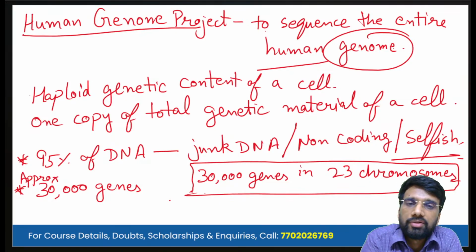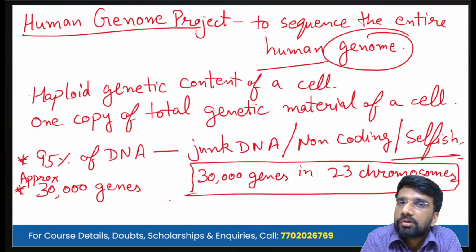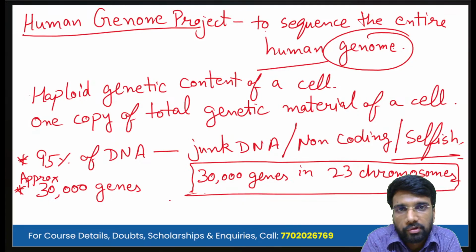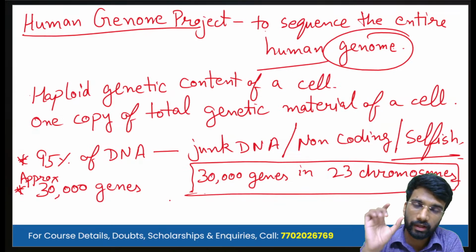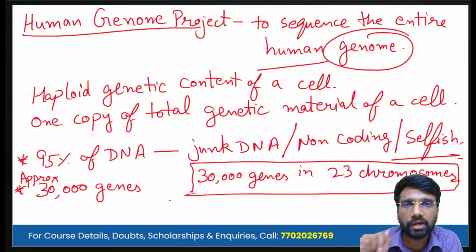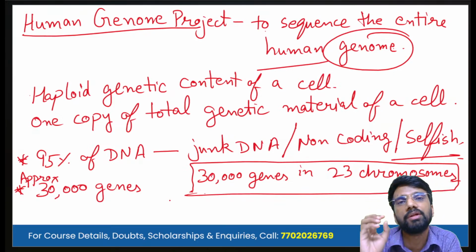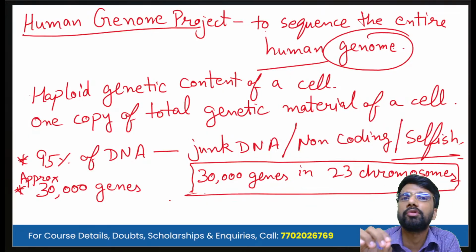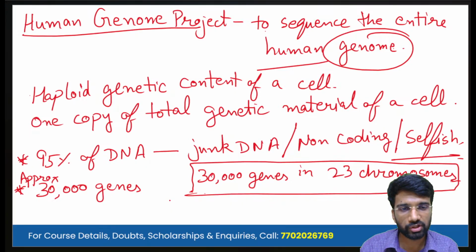We know that the genome is the haploid genetic content. We have 46 chromosomes, and if we are taking haploid, that means we are taking half the number of chromosomes, that is 23 chromosomes. In the entire genome, there are approximately 30,000 genes. So we can say that in the 23 chromosomes, there are 30,000 genes.